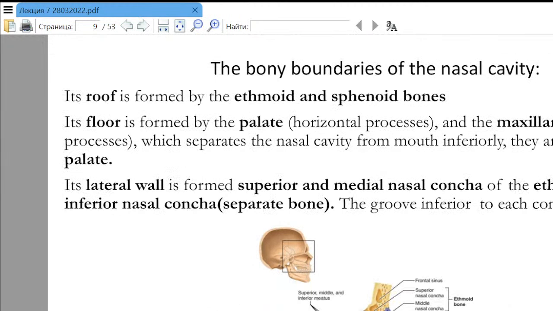Bone boundaries of the nasal cavity. Its roof is formed by the ethmoid and sphenoid bones. Its floor is formed by the palate, the horizontal process of the palatine bone and the palatine process of the maxillary bone, which separate the nasal cavity from the mouth inferiorly. They are called the hard palate.